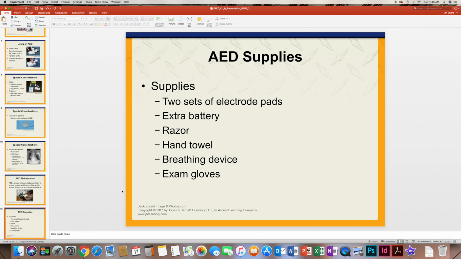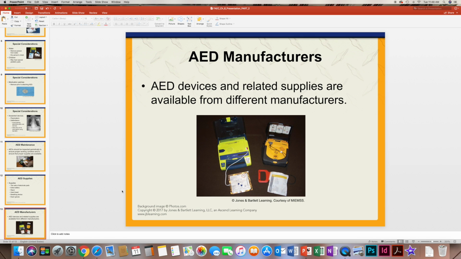There are different types of supplies that are included. There are 2 sets of electrode pads that come with it. There's an extra battery, a razor to shave the chest if needed, a hand towel to wipe dry, a breathing device, and some exam gloves. These are supplies that sometimes are included, or you may have to make sure are included with your AED so that you have everything you need to use the machine. There are different types of AED manufacturers, and different supplies are included with different devices. So you want to check what's available and buy the one that you feel is the best.